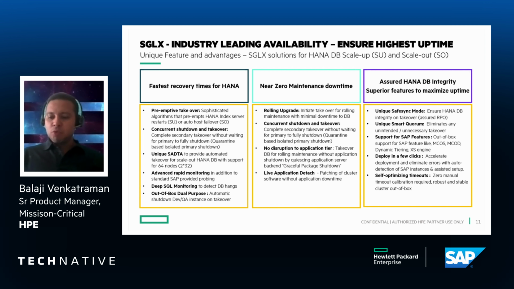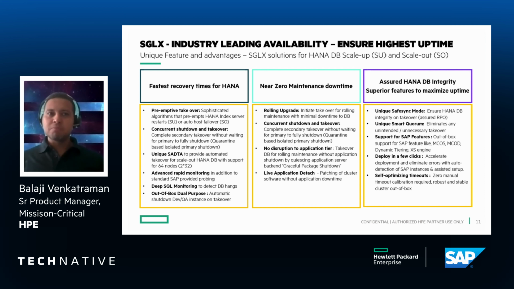And finally, the most important thing in high availability is assurance of data integrity. And we have a unique safe sync mode, which is something HPE developed, which works with the different HANA system replication modes and ensures that you will never have takeover until you have your desired RPO level. I mean, if the database is out of sync, you'll never have a takeover. So we have a unique mechanism that ensures data integrity when there's a takeover operation done.